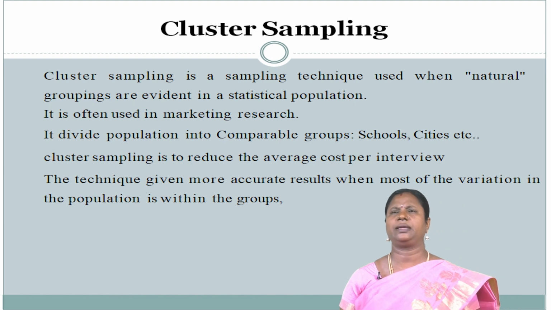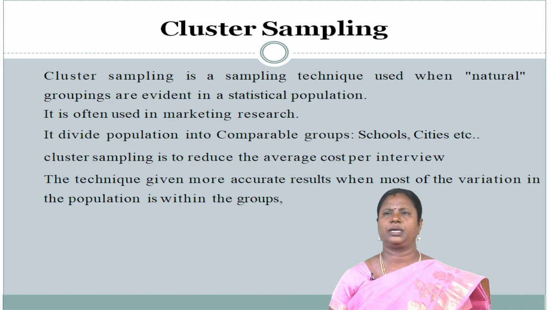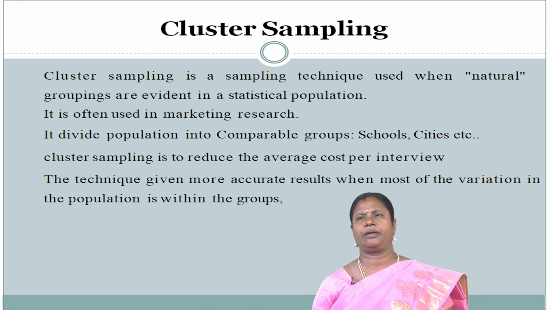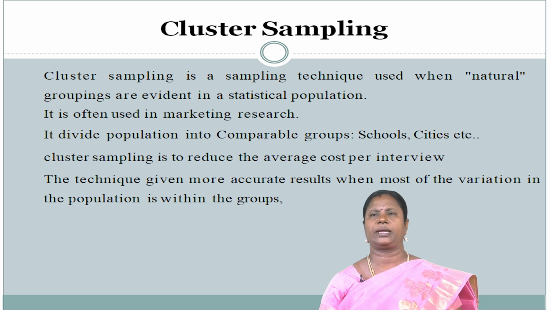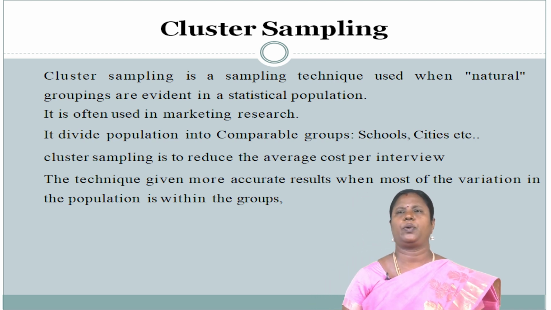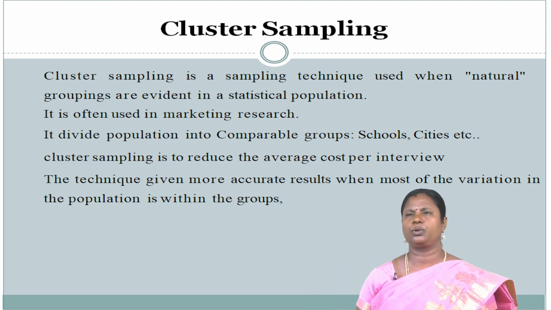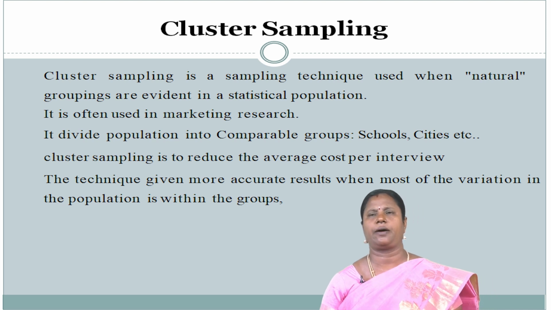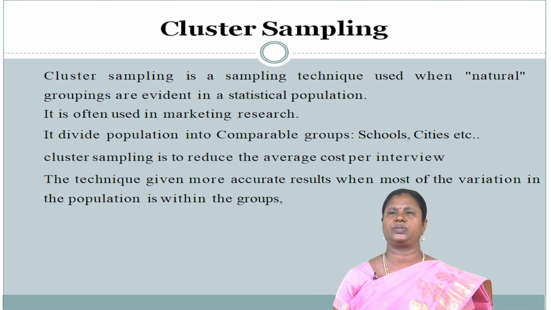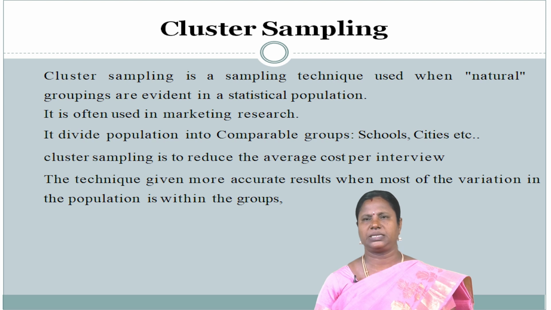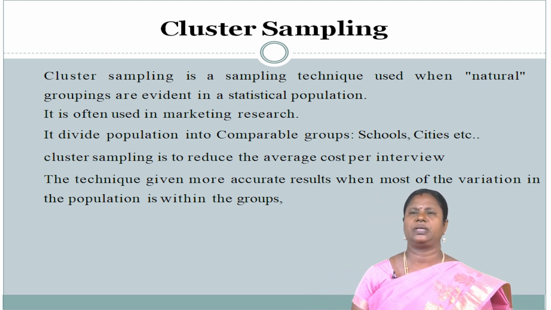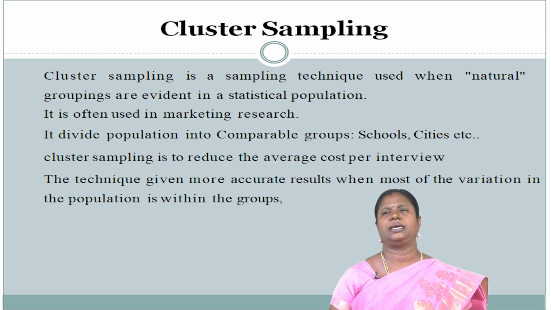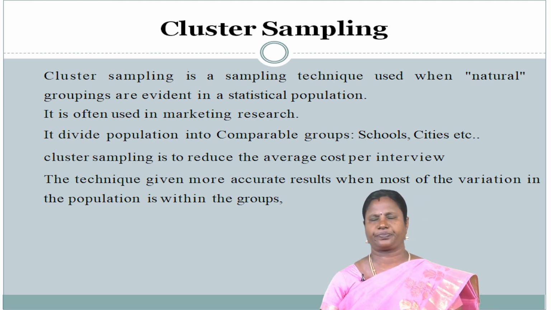Then cluster sampling is a sampling technique used when natural groupings are evident in a statistical population. It is often used in marketing research. It divides the population into comparable groups, schools, cities, etc. Cluster sampling is used to reduce the average cost per interview. The technique gives more accurate results when most of the variation in the population is within the groups.